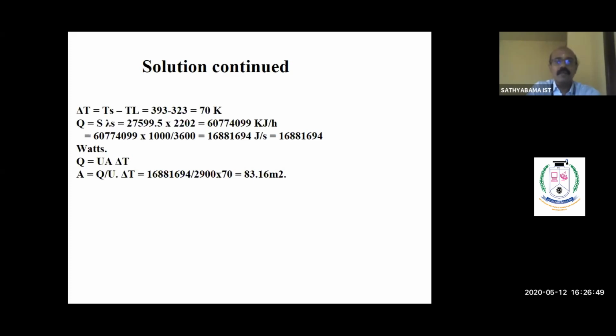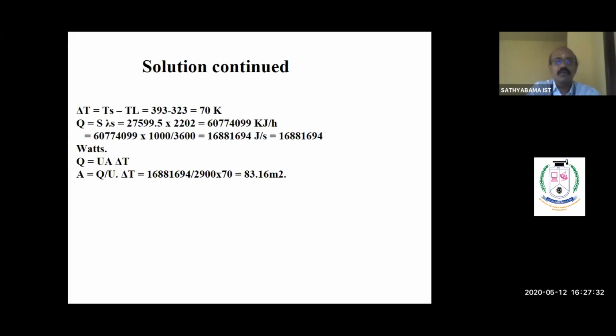So Q is equal to S lambda S is equal to 27,599.5 into 2202, that is equal to this much kilojoule by hour. And from this, we are going to equate it to UA delta T. So once we determine the UA delta T, we are going to get the area by using this equation, area equal to Q by U into delta T. So we are going to convert that kilojoule by hour in terms of watts. So 60774099 kilojoule by hour multiplied by 1000, converting the kilojoule into joule, divided by 3600, so that can be converted in terms of watts.